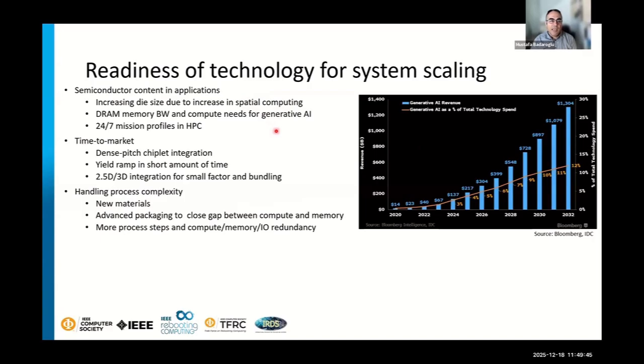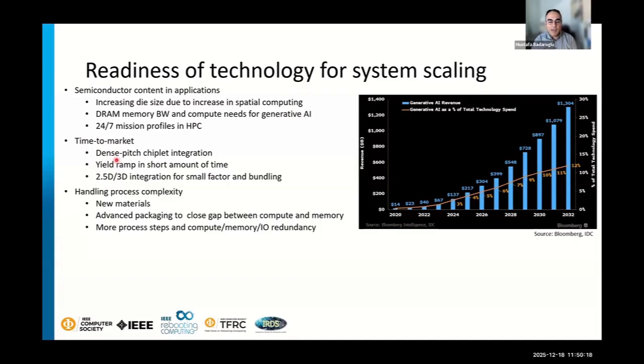The DRAM memory bandwidth and compute needs for generative AI are booming, and the market forecast is reaching beyond 2030 above $1.4 trillion. And if you look at all the technological investment that we do globally, 12% of the technology spending will be done only in generative AI. So time to market is also an important driver.